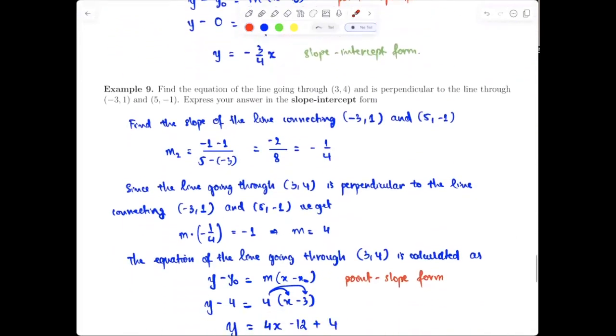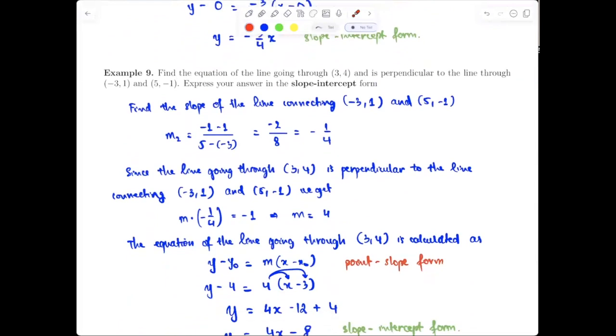Now, in the last example, you want to find the equation of the line going through the point 3, 4, and is perpendicular to the line through the 2 points, negative 3, 1, and 5, negative 1. Very similar to the last example, the first thing that you need to do is to find the slope of the line connecting the 2 points, negative 3, 1, and 5, negative 1.